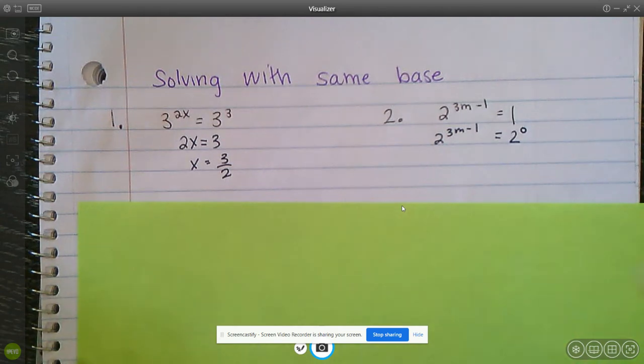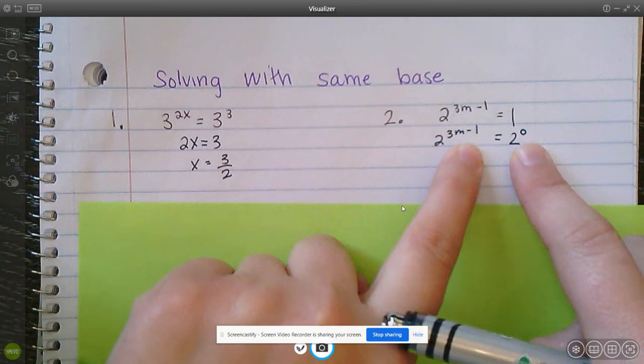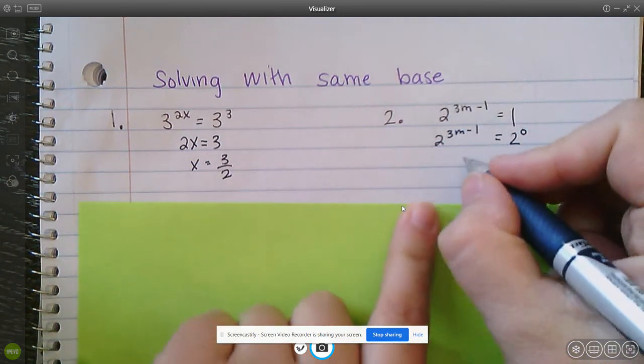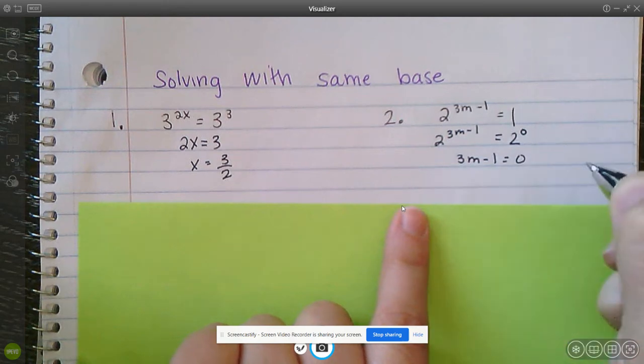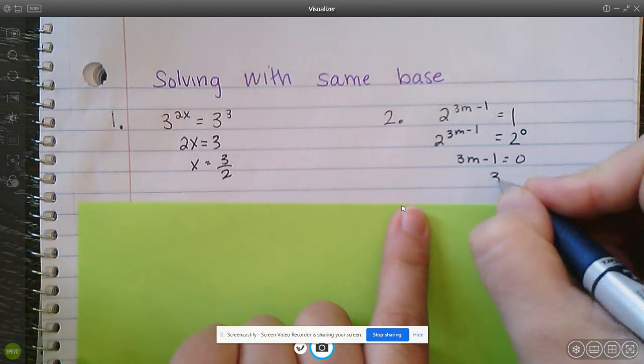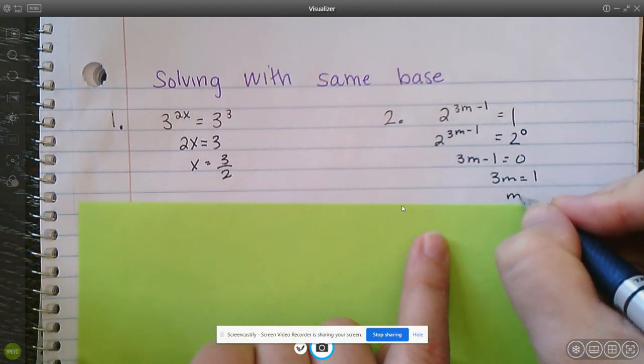Okay, well now we have the same base. We have a 2 and we have a 2. So that must mean the exponents are the same. So we can take 3m minus 1 equals 0. Add 1 to both sides, you get 3m equals 1. Divide both sides by 3, and you get m equals a third.